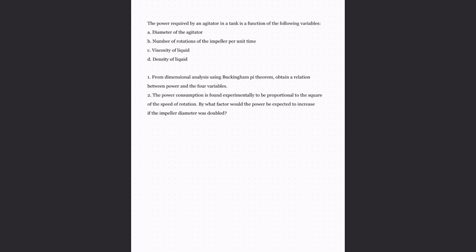using Buckingham-Pi theorem. And for second part of the problem, it's about ratio of power if the diameter is doubled based on the relationship from the experiment. So, before solving the problem, I will go over each variable and check their dimension.